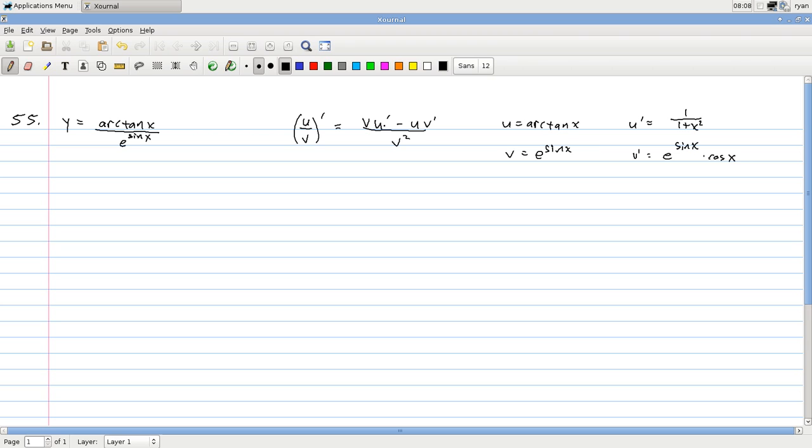We've got our pieces, now we can plug them into the quotient rule. So this tells us that y prime is equal to v times u prime. V times u prime is e to the sine x times 1 over 1 plus x squared, minus u times v prime, arctangent x times e to the sine x times cosine x. And this is all being divided by v squared, which is e to the sine x all squared. That's the same as e to the 2 sine x.